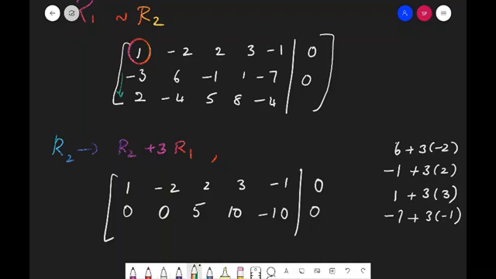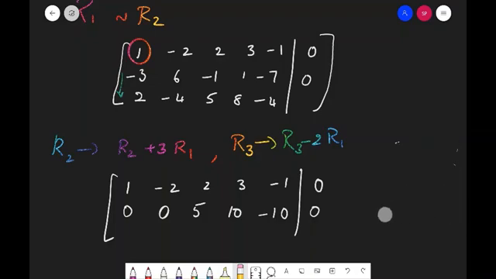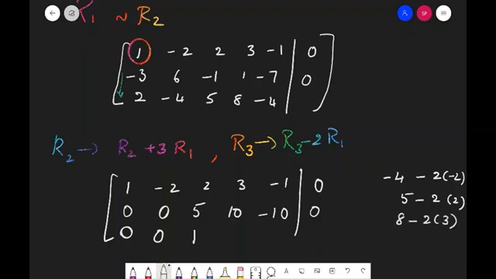For the third row, what operation will we apply? For R3, since 2 -2 will be 0, we'll have R3 -2 R1. If we do this, what do we get here? This will be 2 -2 which is 0, then -4... then -2 into -2, which is also 0, and the next one is 5 -2 times 2, 5 -4 is 1, and the next one is 8 -2 times 3, 8 -6 is 2, and the last one is -4 minus 2 times -1, -4 plus 2 is -2, and this one will be 0, and here also we have 0.